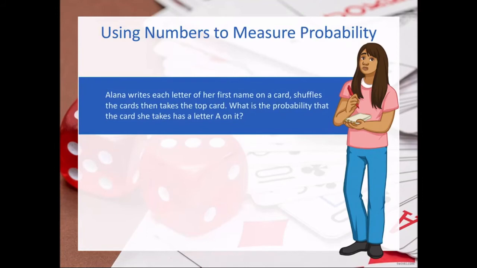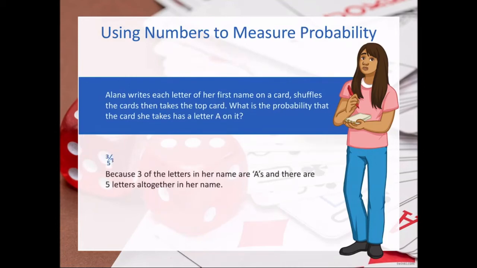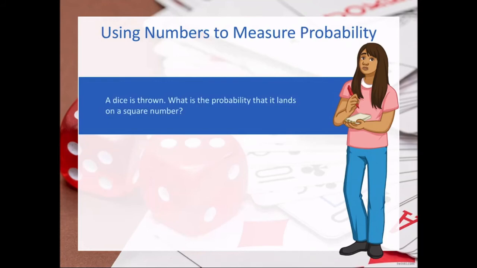Let's have a go together. Alana writes each letter of her name on her card. What is the probability that the card she takes has a letter A on it? So remember, we said how many letters in her name? 1, 2, 3, 4, 5. And how many A's are in her name? 1, 2, 3, which means it's going to be 3/5. It's coming up a little funky on the screen there, but it would be 3, and then a line, and then fifths. So 3 out of 5 chances. Because 3 of the letters in her name are A's, and there are 5 letters altogether.